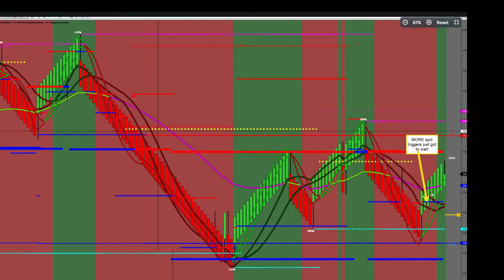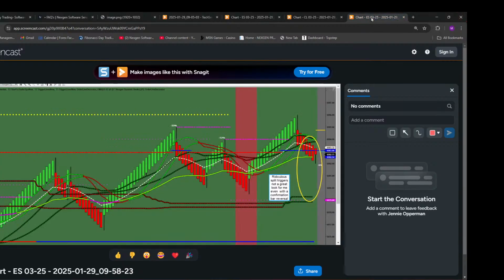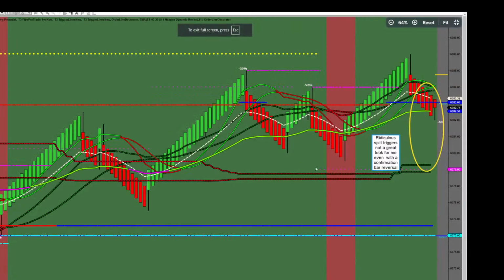Once again, larger down, smaller up. We're coming from a termination, but we're going right into a termination. Just not Jen's best look. So once again, Jen says, okay, instead of taking a trade, how about I take a picture and talk about why my advantages aren't present? And then finally, ridiculous split triggers.